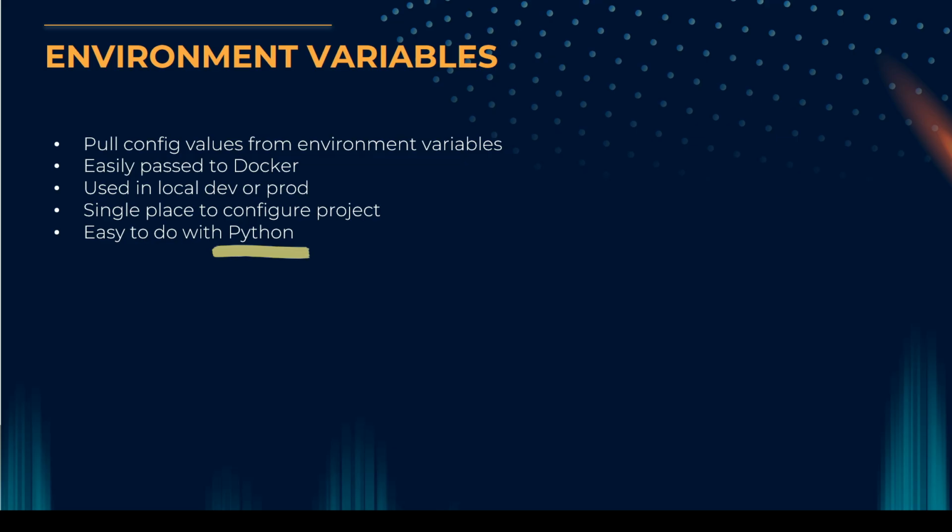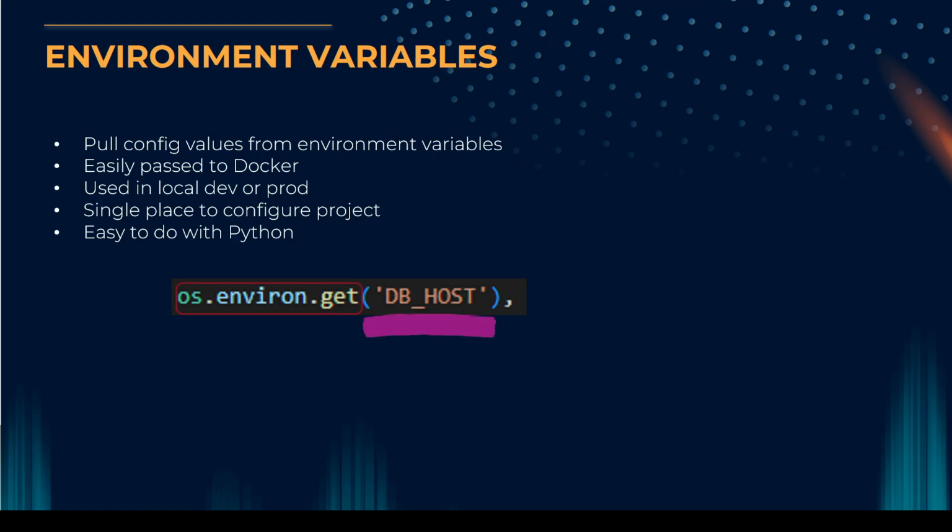You can also do it in some code like this. So we use os.environ.get with the name of the environment variable to retrieve its value. In this case, it pulls the value set in the db_host variable. We will use this same method for all the environment variables we define for our project.